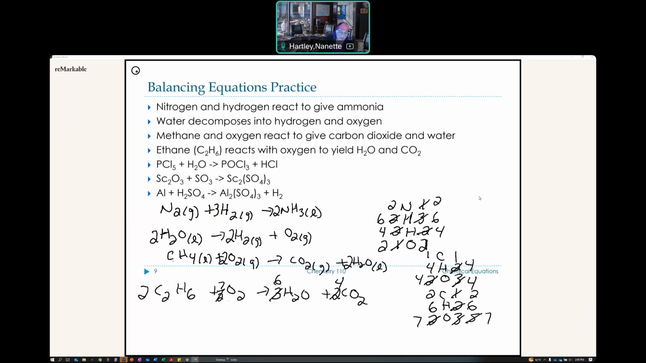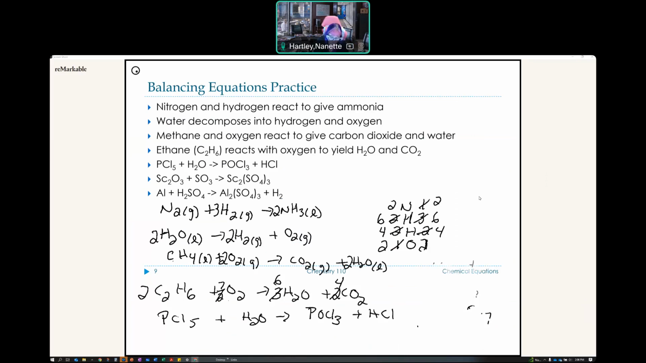All right. Let's talk about our PCl5. PCl5 plus H2O goes to POCl3 plus HCl. Okay, now I'm going to erase some of my cheat sheet or balance sheets up here just because I've already used them and I don't need them. So I'm going to get rid of them so that I can work with the equations.